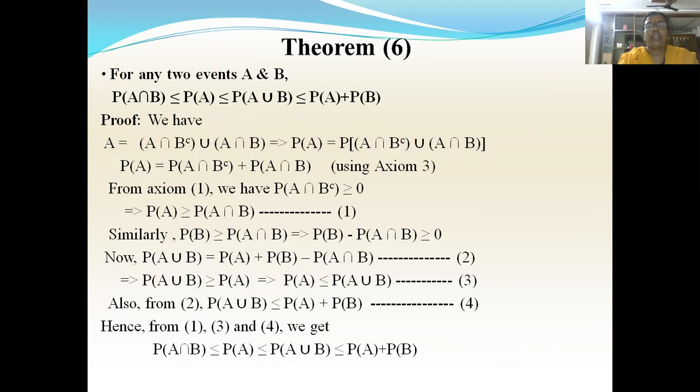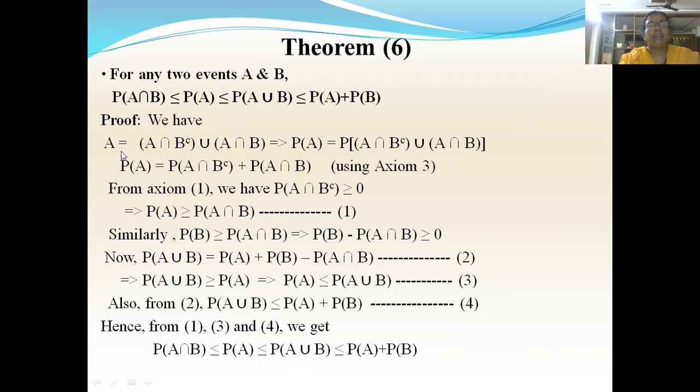Next theorem, for any two events A and B, it is given that P of A intersection B is less than or equal to P of A, P of A is less than or equal to P of A union B, and P of A union B is less than or equal to P of A plus P of B. This we have to prove.